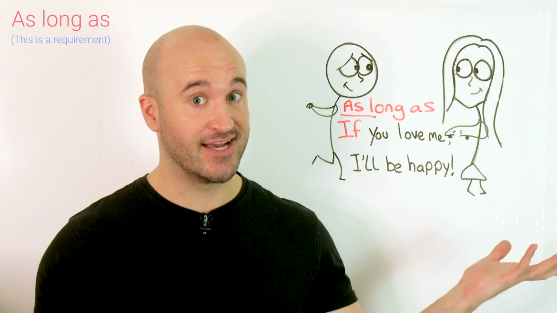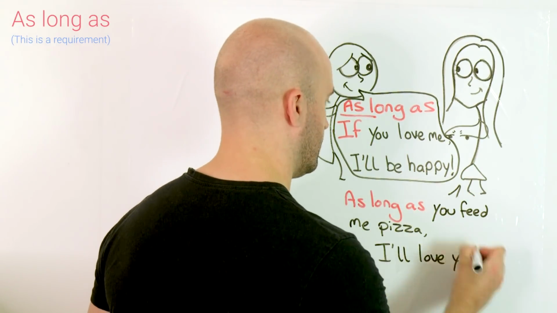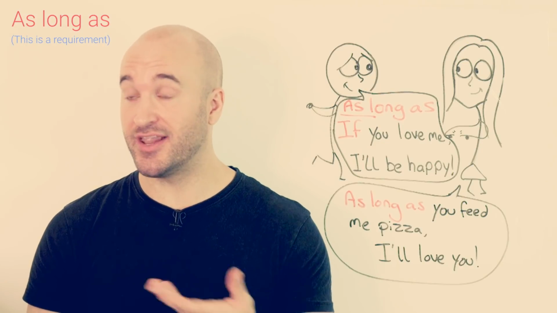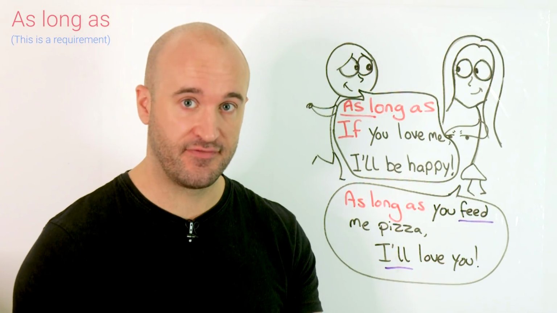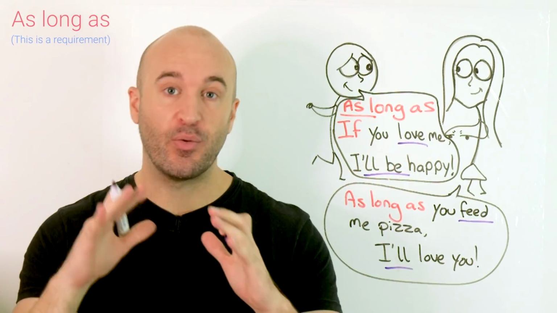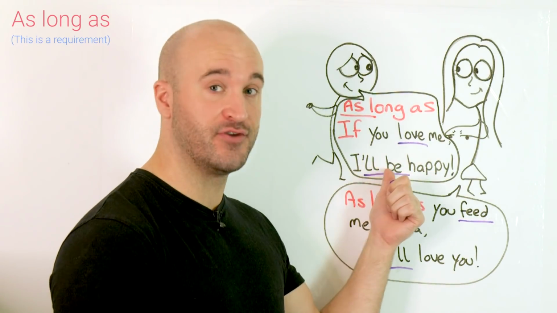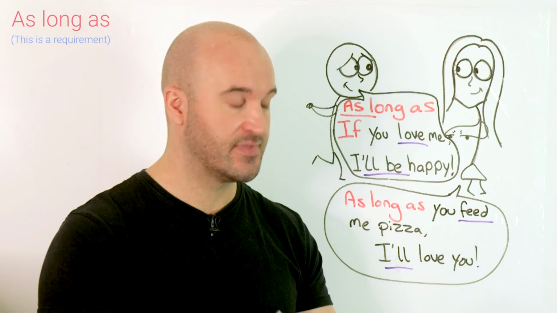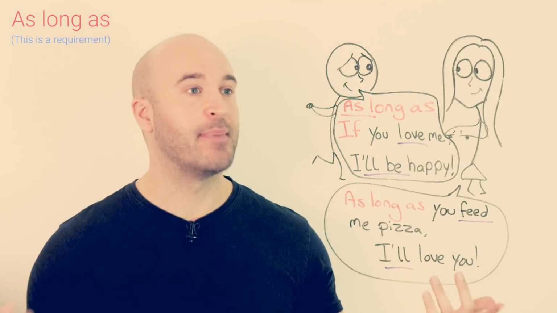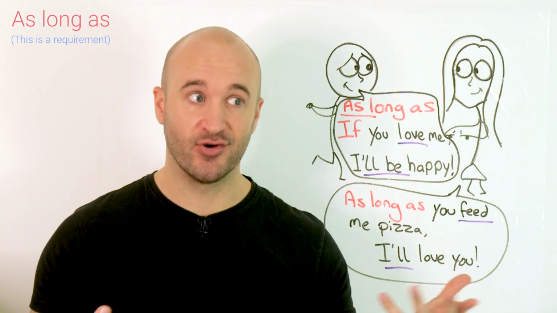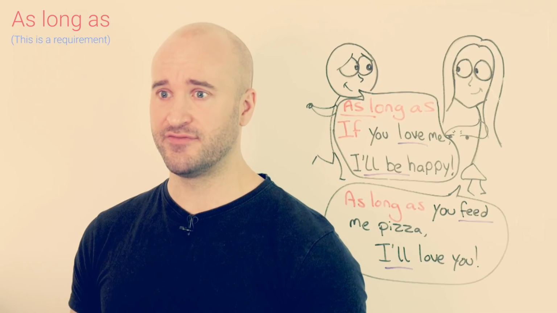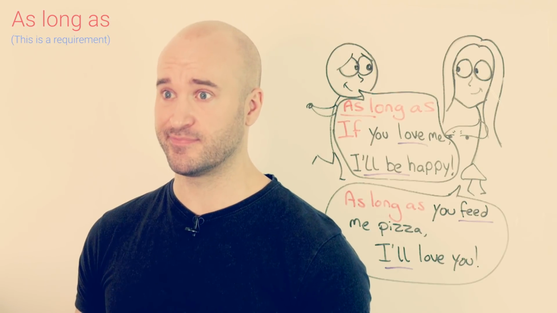So she could reply, as long as you feed me pizza, I'll love you. We're using present and future. That's fine. Same here, but we can change this future for a present. As long as you love me, I'm happy. Or we can flip it. I'm happy as long as you love me. Well, I love you as long as you feed me pizza.